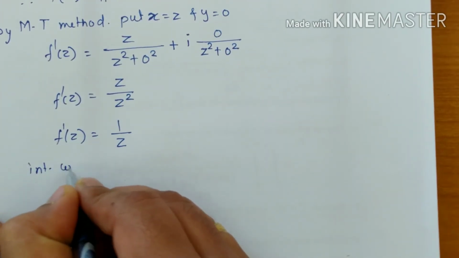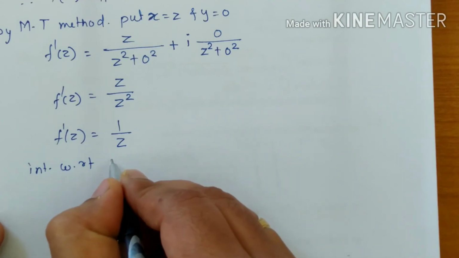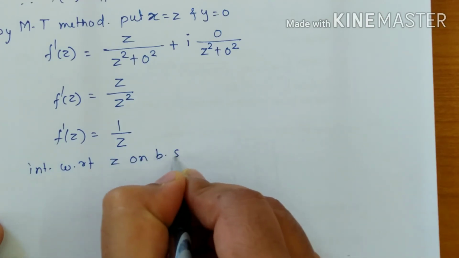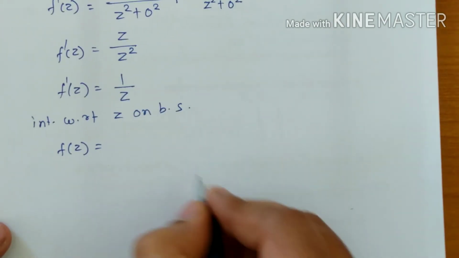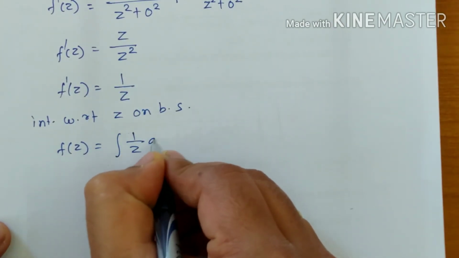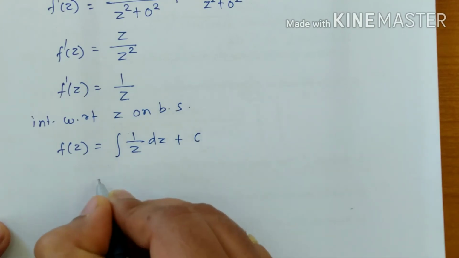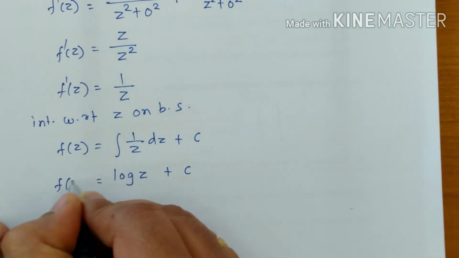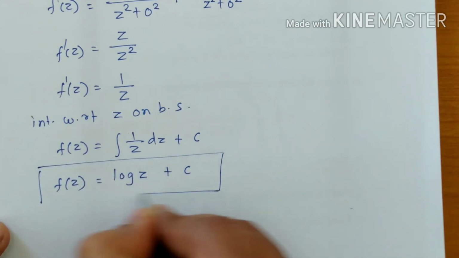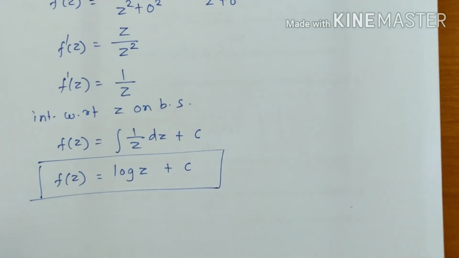Now integrate with respect to z on both sides. We get f of z is equal to integration of 1 upon z dz plus integrating constant, which gives me log z plus c. So this is the expected analytic function corresponding to imaginary part v is equal to tan inverse y upon x. Okay.